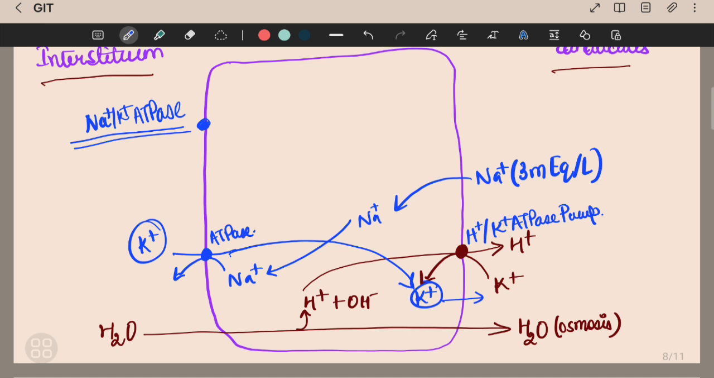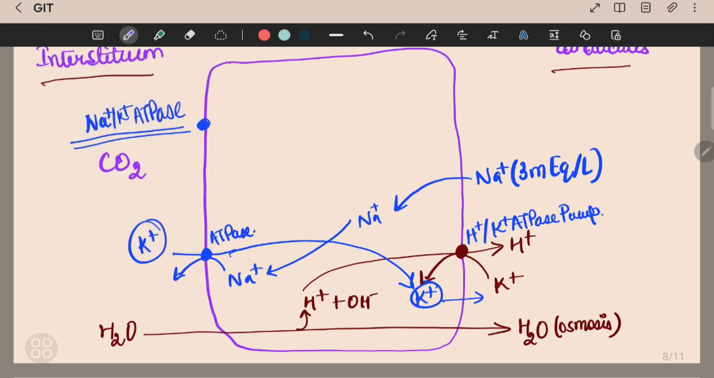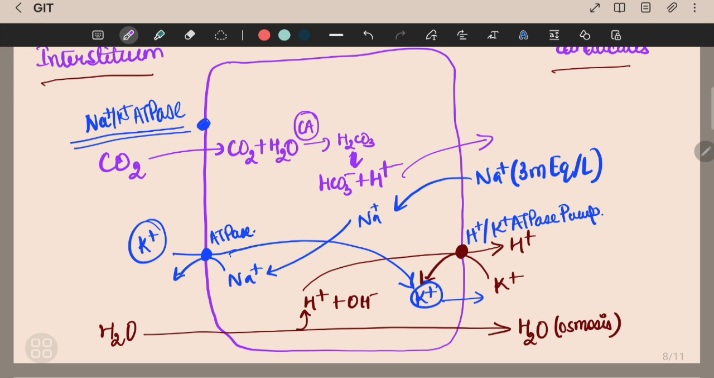Now talking about the interstitial fluid. In the interstitial fluid there is the presence of carbon dioxide, because carbon dioxide is produced. This carbon dioxide will cross the membrane easily and enter into the cell. In the presence of water and the carbonic anhydrase enzyme, it will form carbonic acid. Now carbonic acid will split into H plus and HCO3 minus. This H plus which is produced has a tendency of moving out, so H plus will move out.